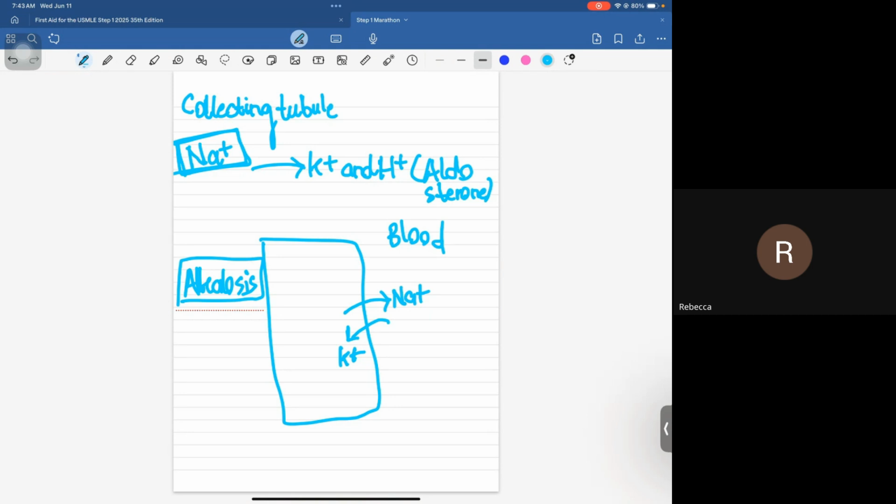Now we have a channel here which lets sodium go inside the cell. This channel is known as the ENaC channel. And we have a special drug known as amiloride. Amiloride or triamterene is going to act at this point, so amiloride and triamterene are going to act on this channel.